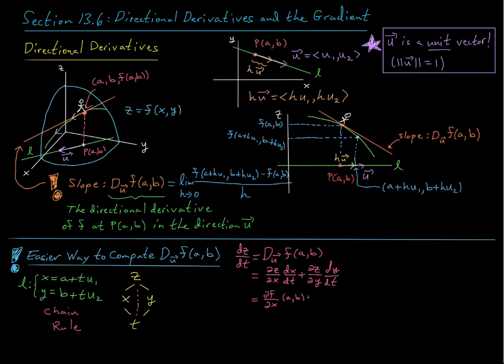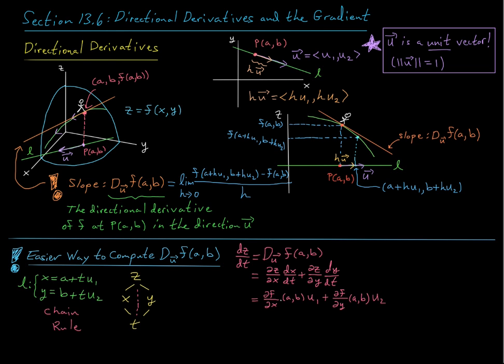So I'm going to multiply this by u1, and then plus, likewise, del z del y, well, that would be del f del y evaluated at our point a, b. And then dy dt is just going to be what? Well, differentiating here with respect to t, I would just get u2. And that's all fine and good.